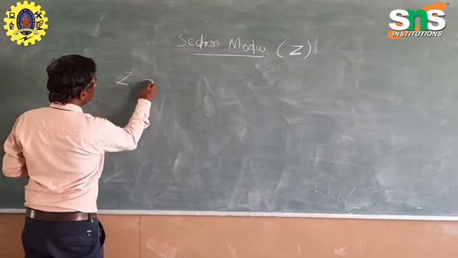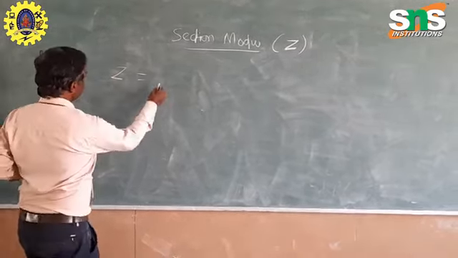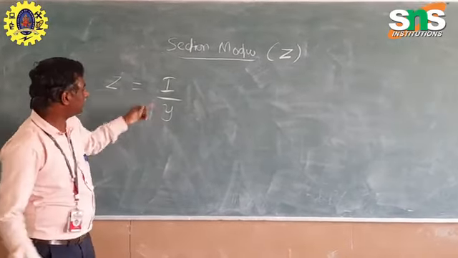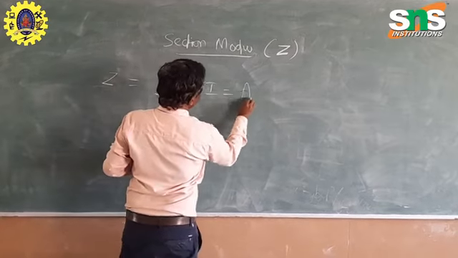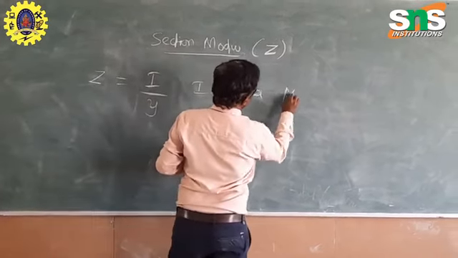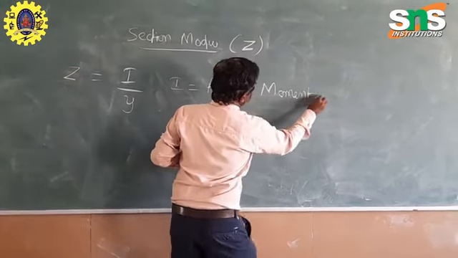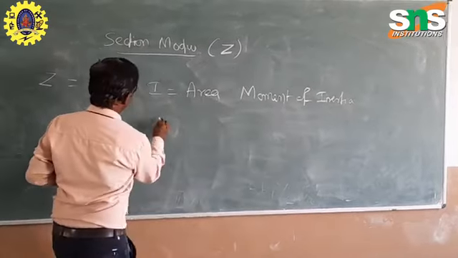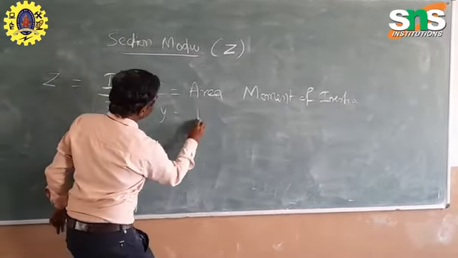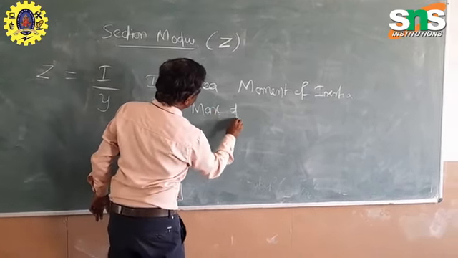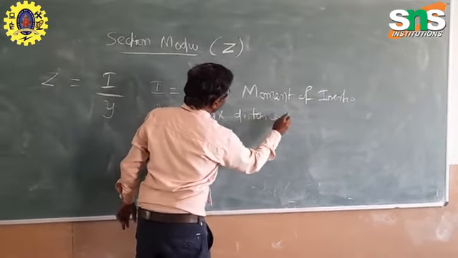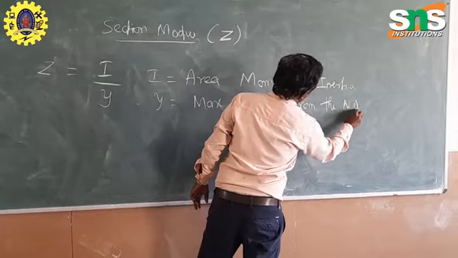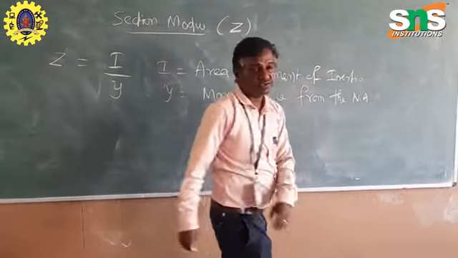And we have one mathematical expression for section modulus, which is equal to I by y. Here, I is equal to the area moment of inertia, and y is the maximum distance from the neutral axis.